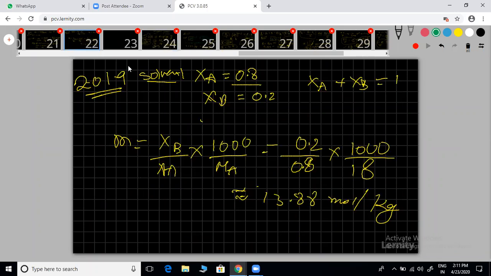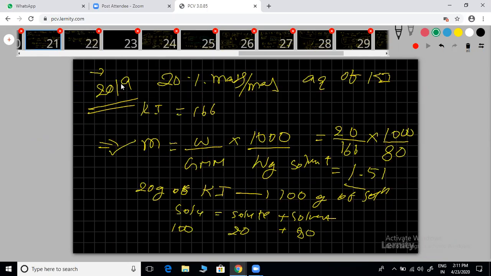Molality based question. This is also a 2019 JEE Mains question. They gave mole fraction and are asking molality, how to do it? This is a relation, make a note: molality equals XB by XA into 1000 by MA. Directly use this formula. Next we gave one more question, a direct calculation of molality also.